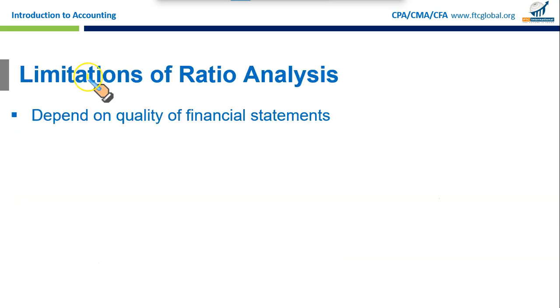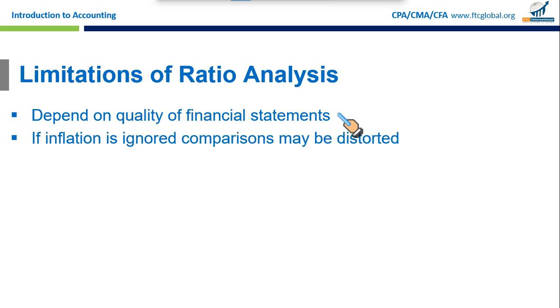So now there are certain limitations to ratio analysis. We do use ratio analysis for evaluation of the company's performance, comparing its performance with those of others, then making some forecasts for the future, but there are certain limitations. First, it depends upon the quality of the financial statements. If the financial statements are forged, fraudulent numbers are added, this is called window dressing, then any ratio analysis that you draw based on those false numbers will be useless. Next, if inflation is ignored, comparisons may be distorted.